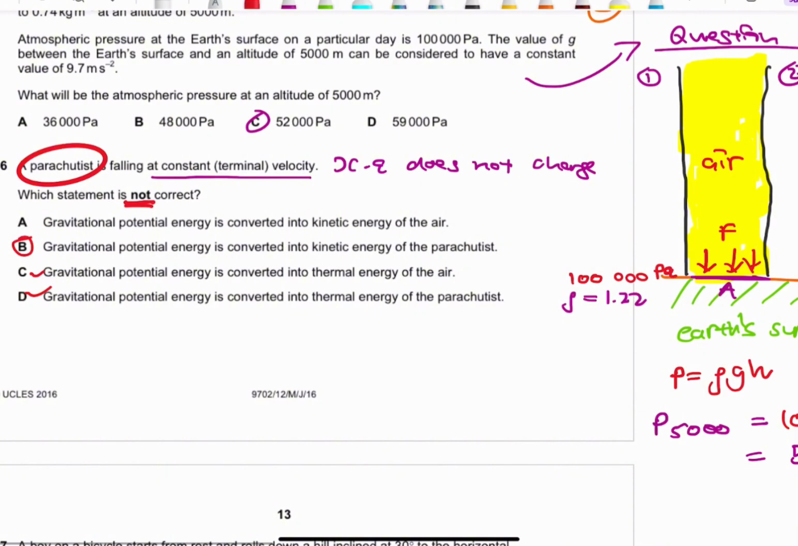For A, kinetic energy of the air might move, right? It doesn't matter because it's not even part of the system. The air might actually be moving down or up, it doesn't matter. But very important, the kinetic energy of the parachutist will not change. It will not change. If it changes, it won't be constant terminal velocity.